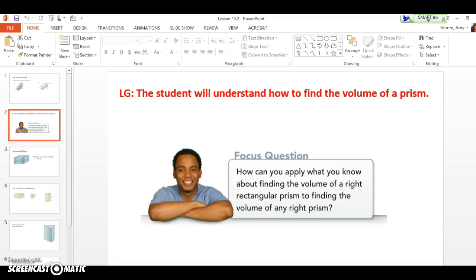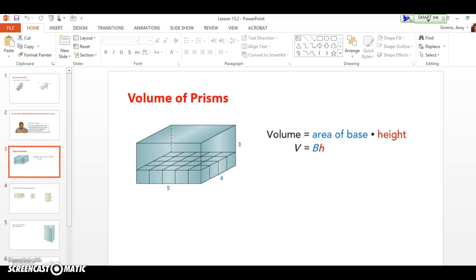Right, so learning goal: the student will understand how to find the volume of the prism. Do you know what volume means? The inside, good. So it's like if I was going to take a shape and fill it up with water, fill it up with sand, or fill it up with packing peanuts. All of that would be volume of a three-dimensional thing. How much goes inside? Okay, volume is actually pretty simple.